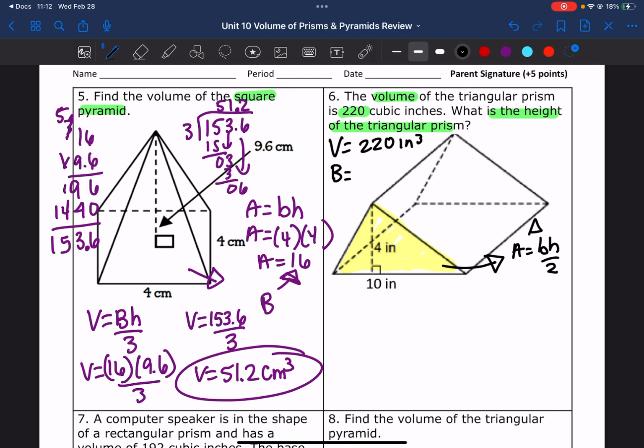Now, on the test, you're going to have a formula chart. Use it to your advantage, okay?